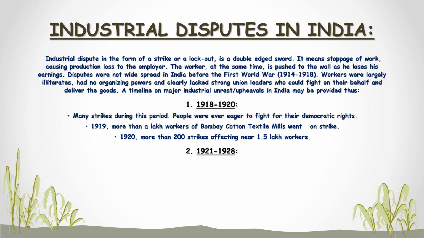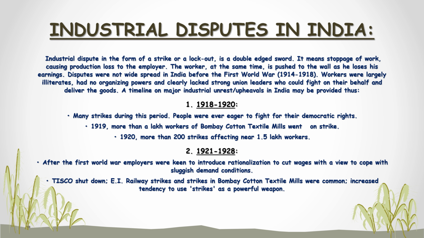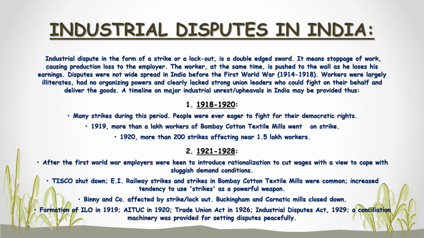2. 1921 to 1928. After the First World War, employers were keen to introduce rationalization to cut wages with a view to cope with sluggish demand conditions. Strikes, shutdowns, railway strikes and strikes in Bombay cotton textile mills were common. Increased tendency to use strikes as a powerful weapon. Binny & Co. affected by strike or lockout. Buckingham and Carnatic mills closed down. Formation of ILO in 1919, AITUC in 1920, Trade Union Act in 1926, Industrial Disputes Act, 1929, a conciliation machinery was provided for settling disputes peacefully.